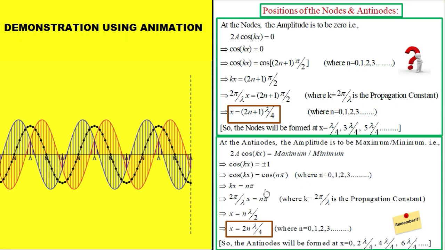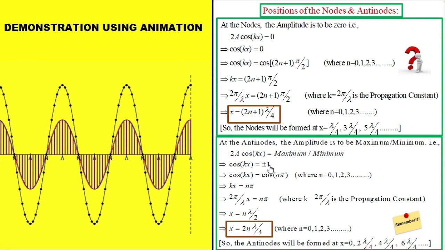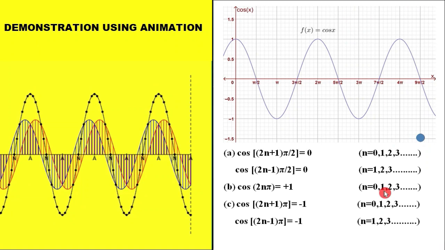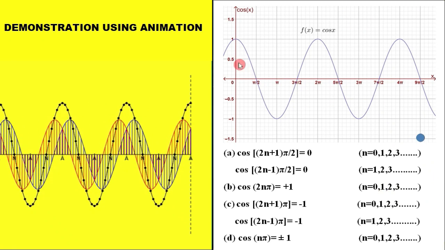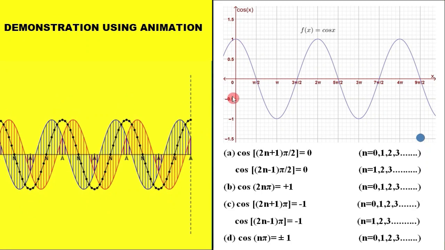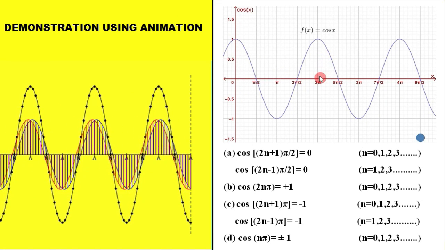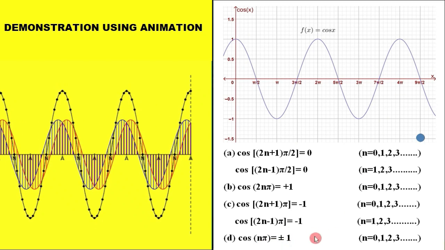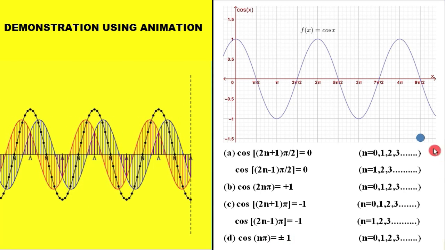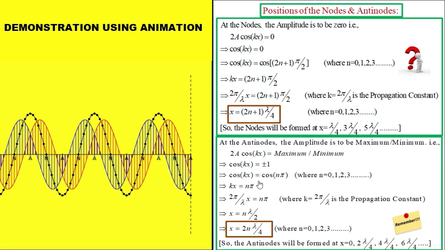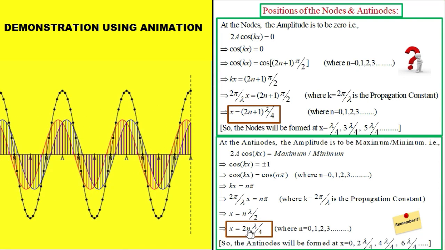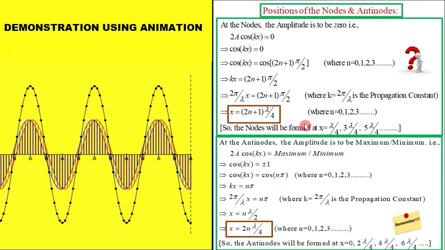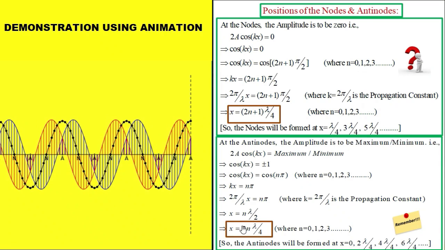Similarly, for antinodes, again use the cosine graph. If cos kx is plus or minus 1, you can see you are getting plus or minus 1 at 0, at pi, at 2 pi, at 3 pi, at 4 pi, like that. Means at every n pi you are getting plus 1 or minus 1. So I can use this cos n pi to find the position of antinodes, and I found that the antinodes are forming at even multiples of lambda by 4. Nodes at odd multiples and antinodes at even multiples.